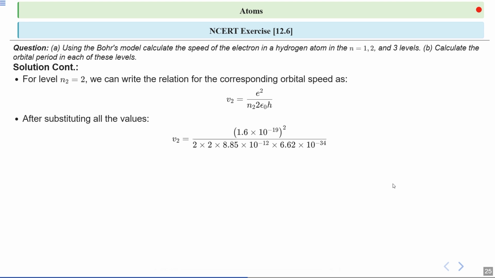Okay, so after putting all the values, v2 becomes equal to 1.6 multiplied by 10 to the power minus 19 squared upon 2 multiplied by 2 multiplied by 8.85 times 10 to the power minus 12 multiplied by 6.62 times 10 to the power minus 34, and n2 here is 2. Therefore the electron speed in the second energy level is 1.09 million meters per second.